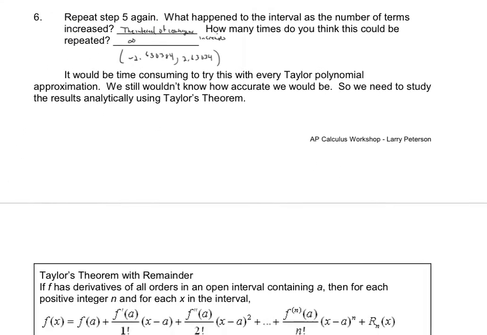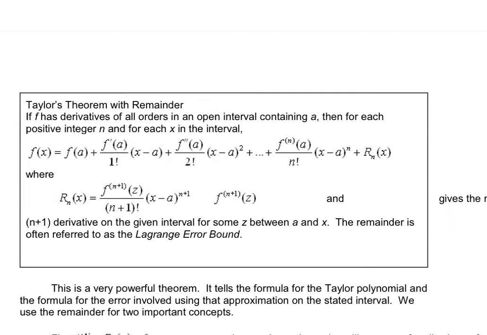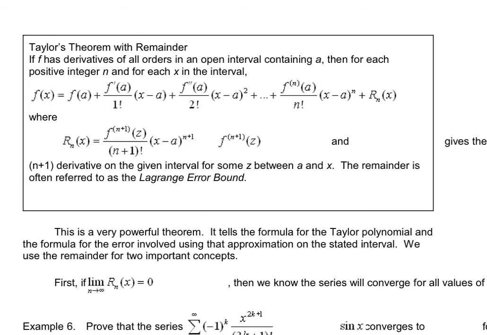Obviously this would be very time consuming, but that's why we have Taylor's theorem. Here again is our Taylor's theorem. We can see it written out in our packet, and it's telling us that here is the remainder term, R sub n. R sub n is the remainder term for an nth order Taylor polynomial.